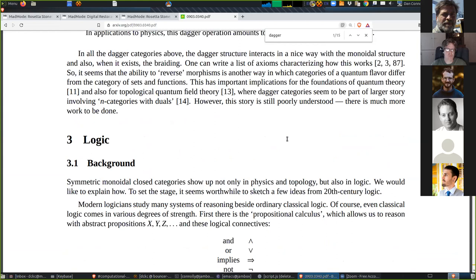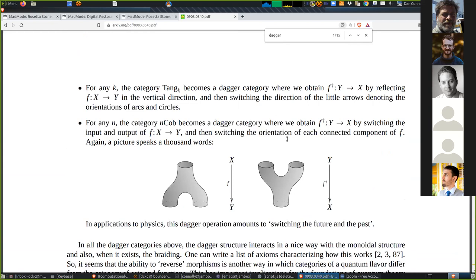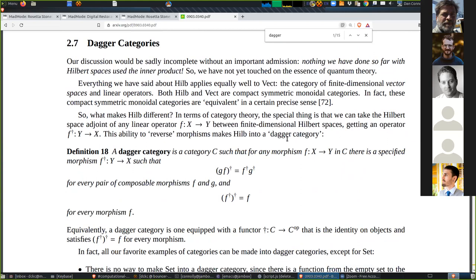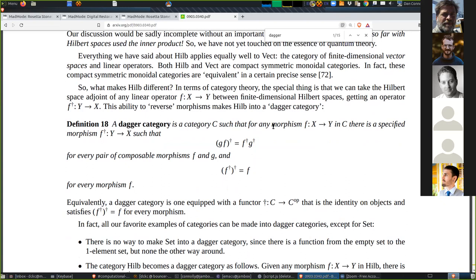Dagger categories are the terminology for if you reverse all the arrows, it still works. Oh, okay. So you just switch the ends of all the arrows and it's still a category. I'm not sure if that's so, but that was my understanding. Well, I don't think it could be, because that's just the opposite category, right? So why give a name to something that we already have? I think there was a discussion on this distinction somewhere on Zulip. Yes, opposite categories and dagger categories are different beasts in general.